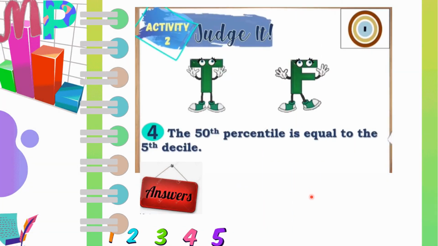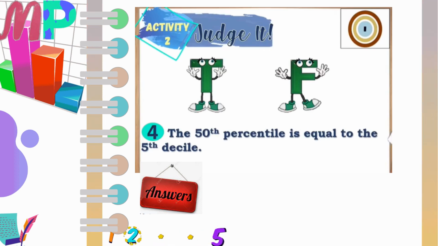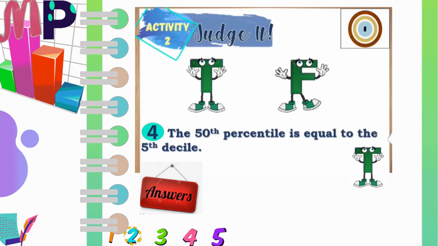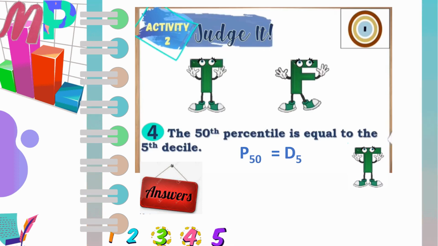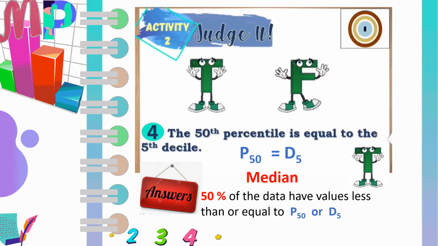Number 4. The 50th percentile is equal to the 5th decile. Is it true or false? The answer is true. P sub 50 is equivalent to D sub 5 because this is called the median. Meaning, 50% of the data have values less than or equal to P sub 50 or D sub 5.